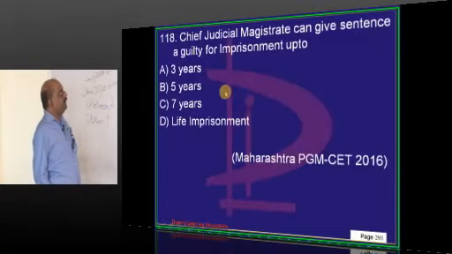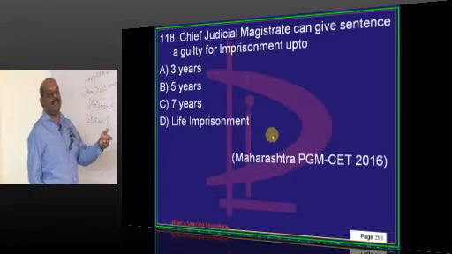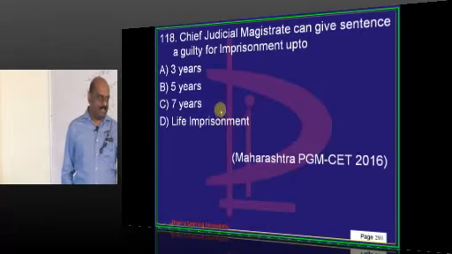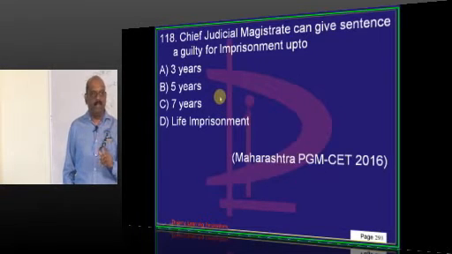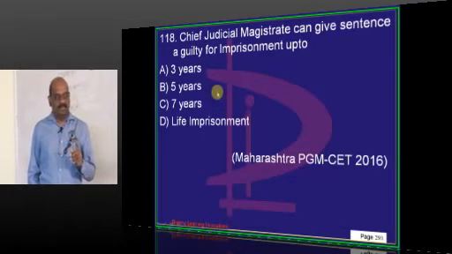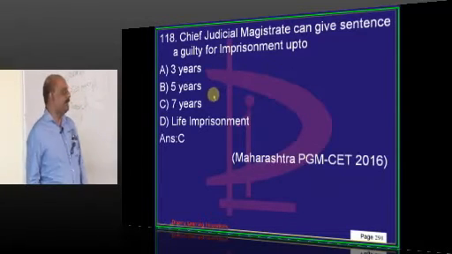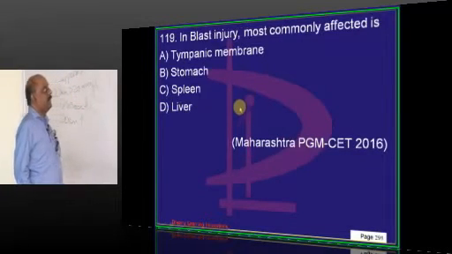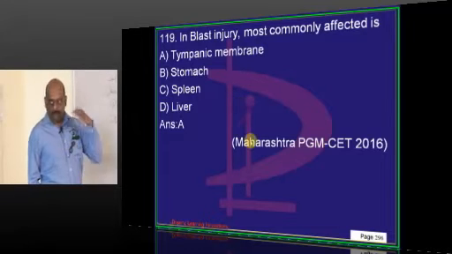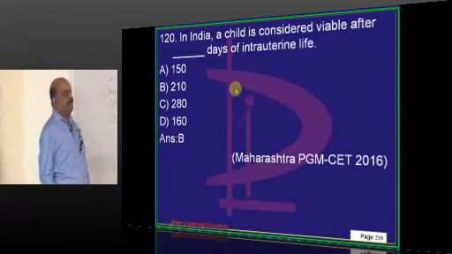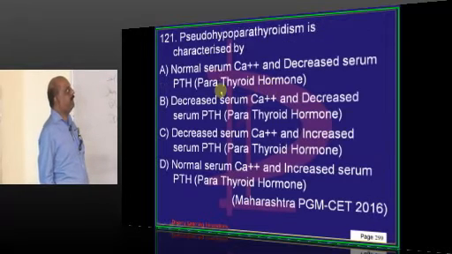Then Chief Judicial Magistrate, this is our favorite question. One question on the magisterial powers of the judges. Which judge can order how many lashes is very clearly defined. So 7 years. Blast injury, tympanic membrane is gone. In India, when do you call a fetus viable? 210 days of intrauterine life.